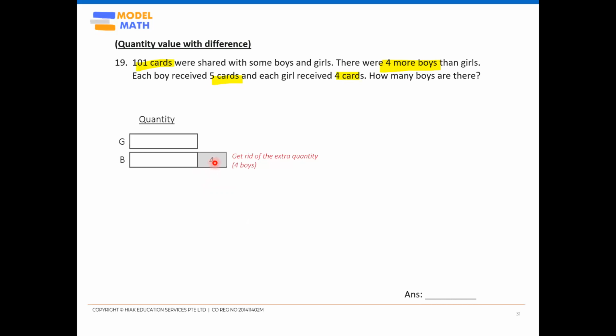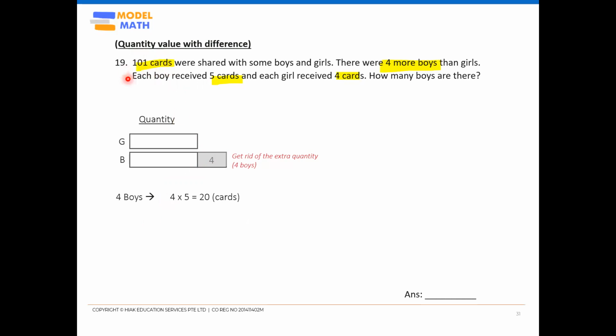Now when you get rid of these four extra people, you should also remove the value that comes with these four people. Value means the cards that came along with these four boys. So let's find out how many cards belong to these four boys. Each boy has five cards, so four boys means 5 times 4, 20 cards.